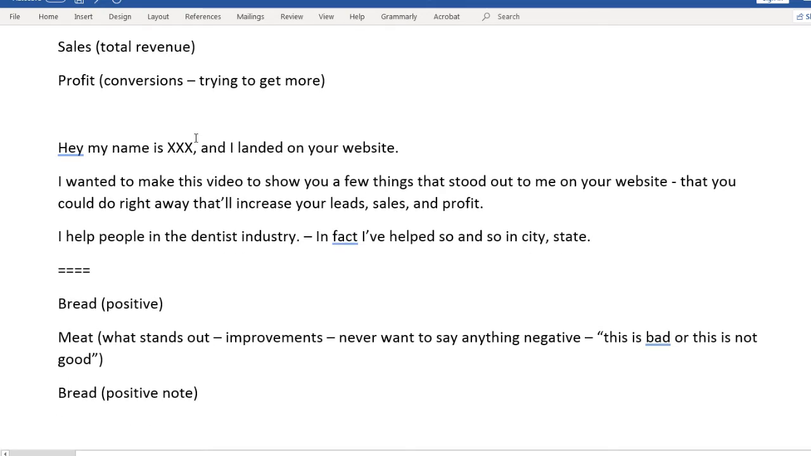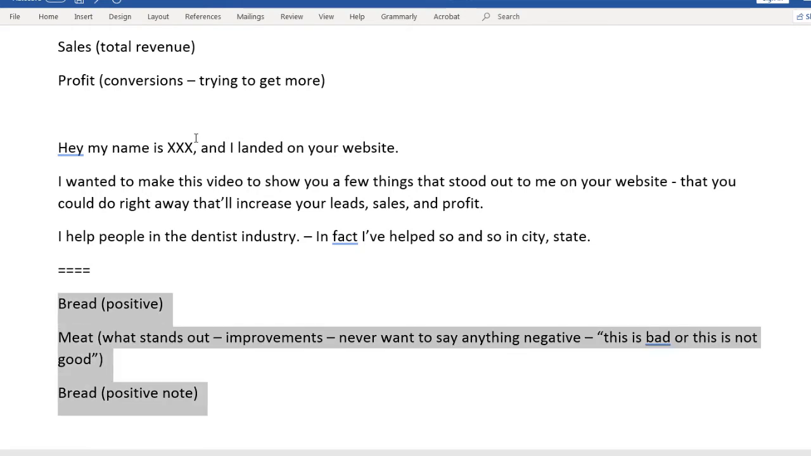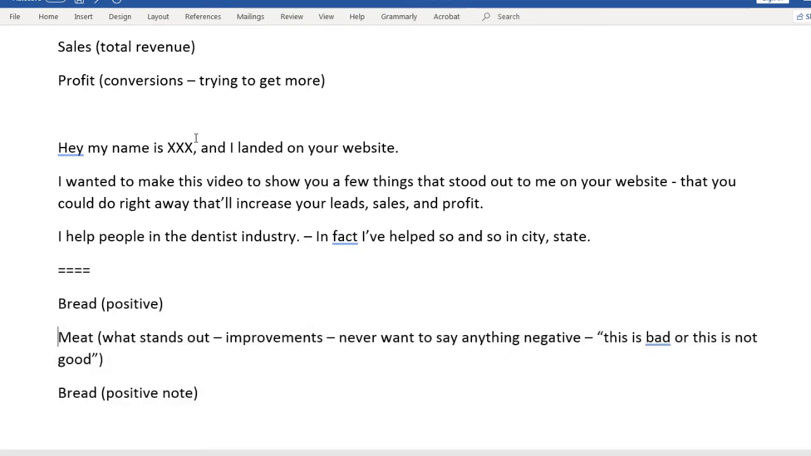This is actually a method that works really well simply because this will allow you to talk about a little bit positive. It brings them in. Then you talk about the improvements, or essentially what you can do for them. And then you talk about the bread, which is another positive note. And at this point, you don't really need to say, I can do this, it's going to cost this much or anything like that. The whole goal of this is simply to create a relationship.